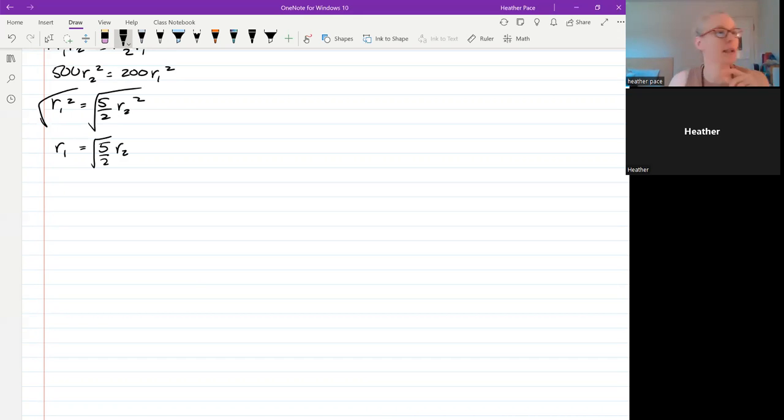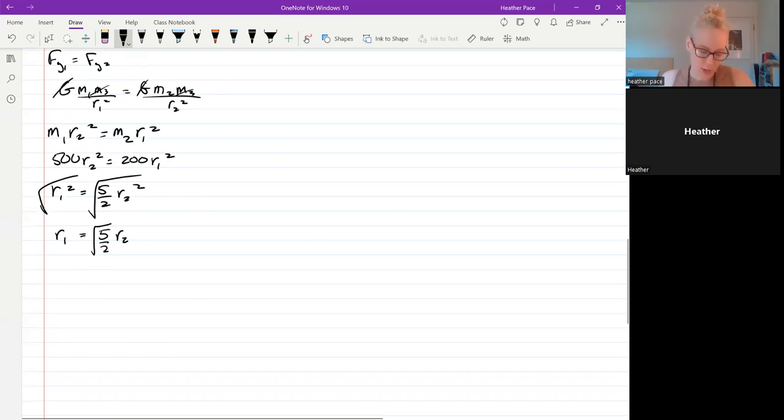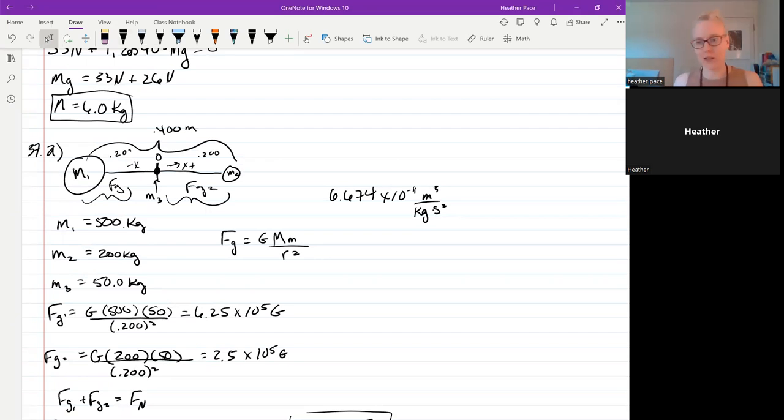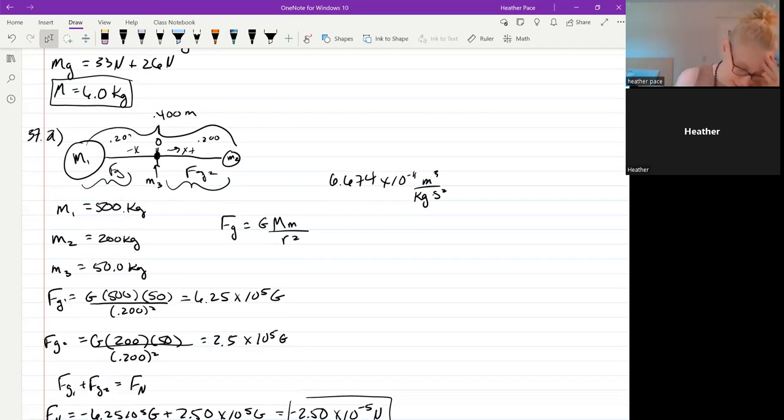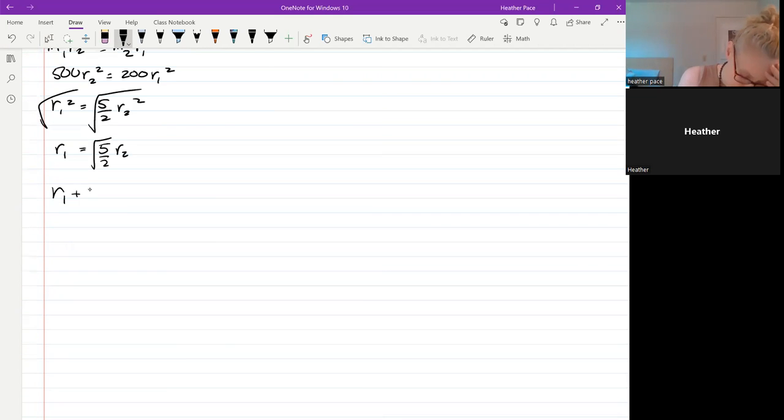So now we're going to take that and shove it into another equation to solve. But what other equation do we have? If we go back and look at the original diagram, our masses aren't going to change. The other thing that is not going to change is the total distance between M1 and M2, and that's 0.4. So we can write an equation that says R1 plus R2 equals 0.40. The distance between M1 and M3 is going to change. The distance between M3 and M2 is going to change, but the full distance is not going to change.